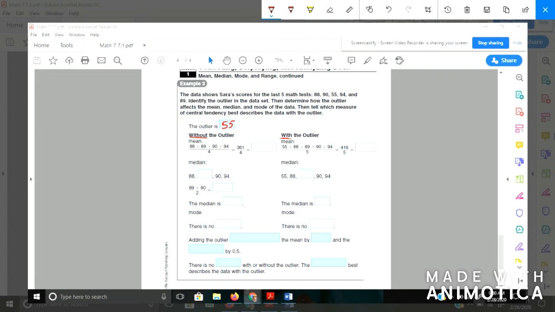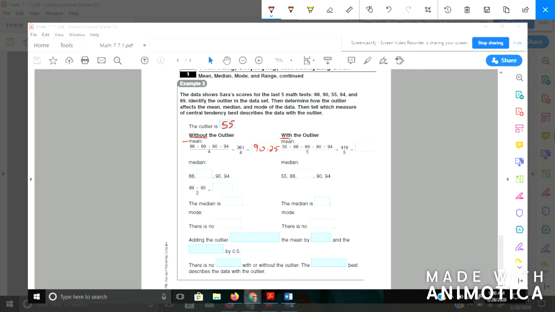So without the outlier, to find the mean or the average, add up the different numbers that we have. So 88, 89, 90, 94, and divide by how many? Okay, in this case 4 because we got rid of this one. So if you do that, 361 divided by 4 will give you an average of about 90.25. And that's about right.